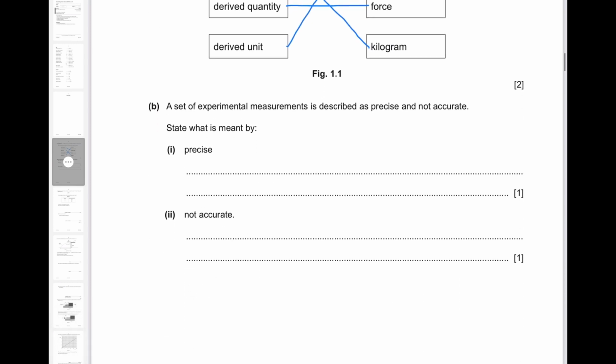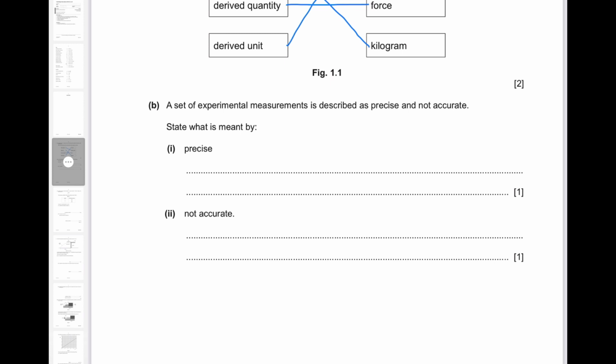B. A set of experimental measurements is described as precise and not accurate. State what's meant by 1. Precise. So precise measurements would be the measurements which have a small range. These are measurements of the same quantity when the values are quite closer together in their magnitude. For example, a set of measurements which would be 2.1, 2.3, 2.2, and 2.1. As you can see, the range over here from the largest to the smallest has a difference of 0.3.